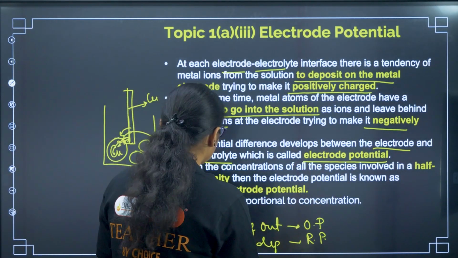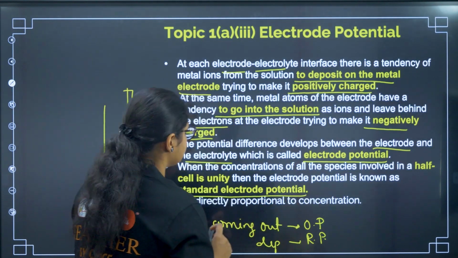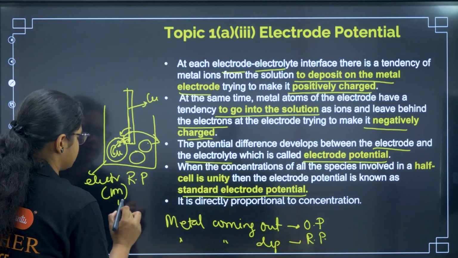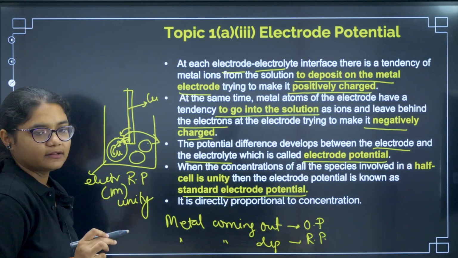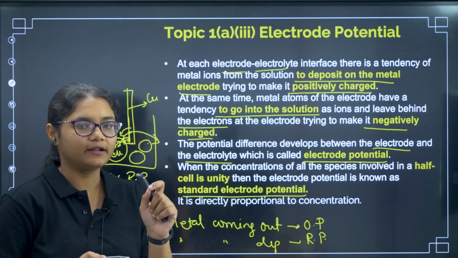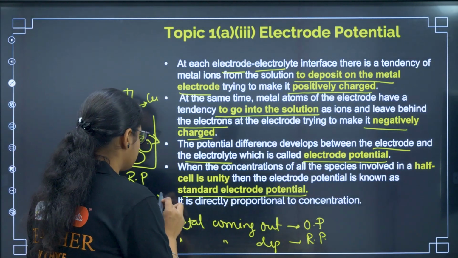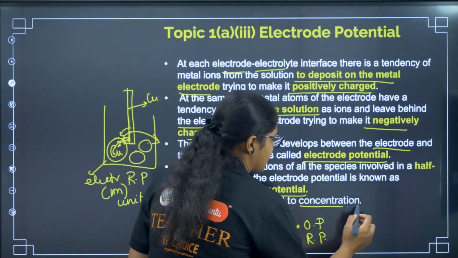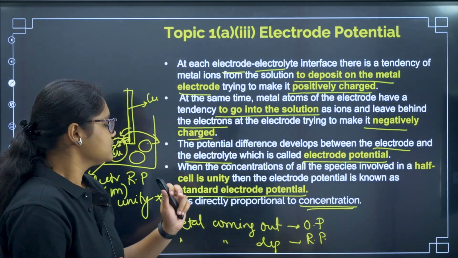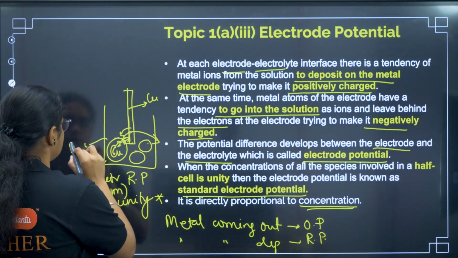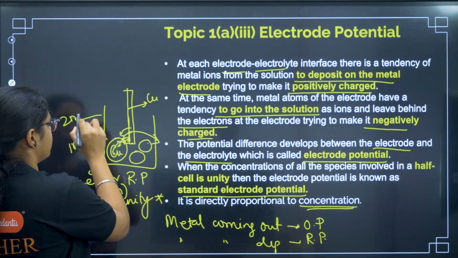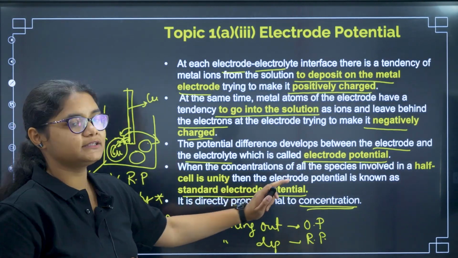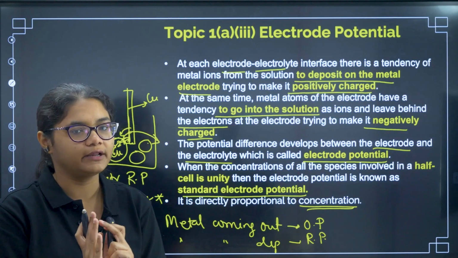Now, what is standard electrode potential? If the electrolyte concentration is 1 molar, or unity, then we call the electrode potential the standard electrode potential. This last point is very important, we get many questions from here. The electrode potential is directly proportional to concentration. Suppose we have 1 molar and another concentration of 2 molar. The electrode potential in 2 molar will be higher, right? So the electrode potential is directly proportional to the concentration of the electrolyte.